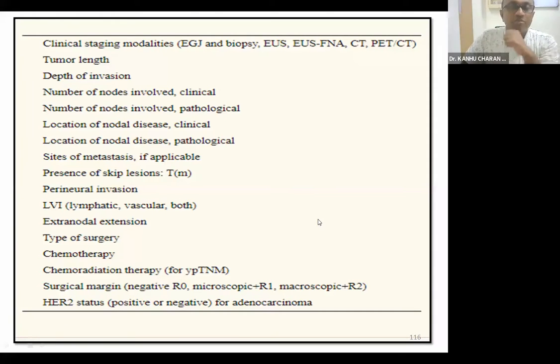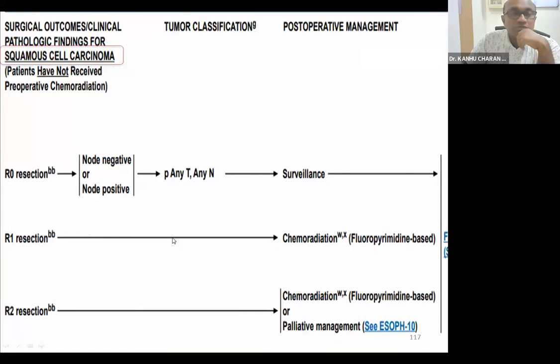Post-operative is another important thing. From the histopathology slides, you have to find out the depth of invasion, number of nodes, number and location of nodal disease, presence of skip lesions, perineural invasion, and type of surgery. I can tell you, if there is squamous cell carcinoma with R0 resection, either node positive or negative, there is no need for further treatment. Remember, this is very good. R0, surveillance. But if you have R1 or R2 resection, then you can go for chemoradiation in the post-op setting.